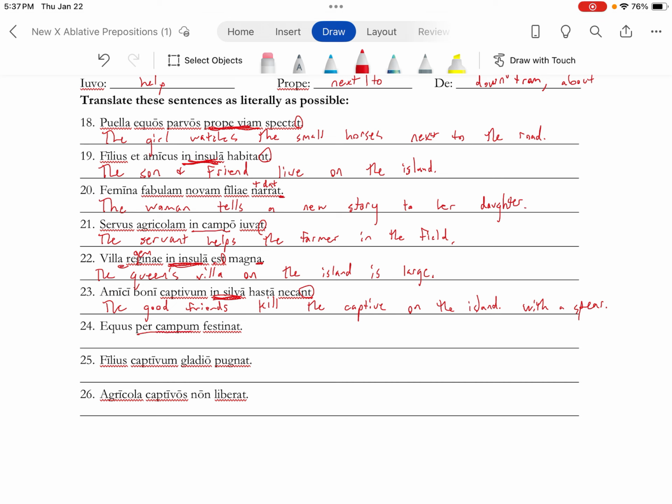Number 24. Equus per campum festinat. Per campum is our prepositional phrase. The T on festinat is he, she, or it, which is the equus, so the horse. Festinat is hurrying. All right, per campum, through the field. Filius captivum gladio pugnat. All right, the son is fighting the captive. Gladio, with a sword.